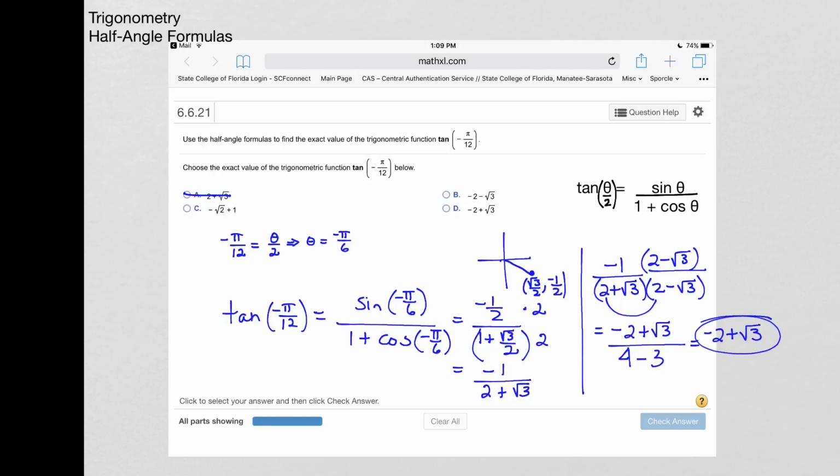Final answer, hopefully on there. Yep, it's choice D. There you go. That's how you do that problem.